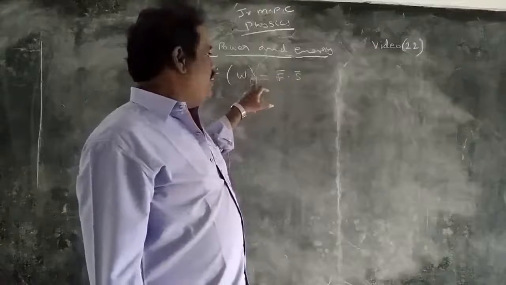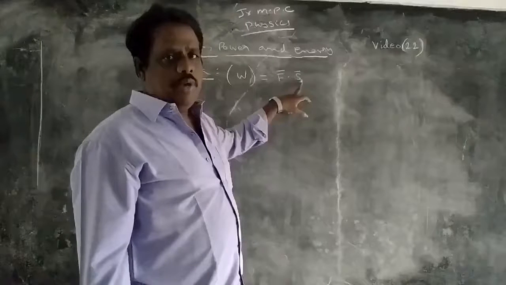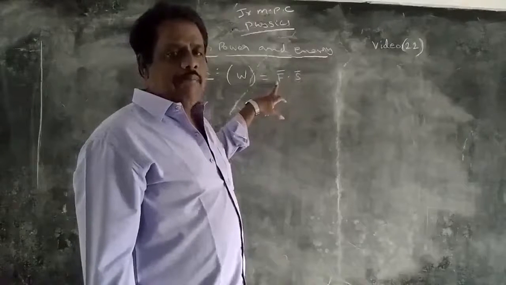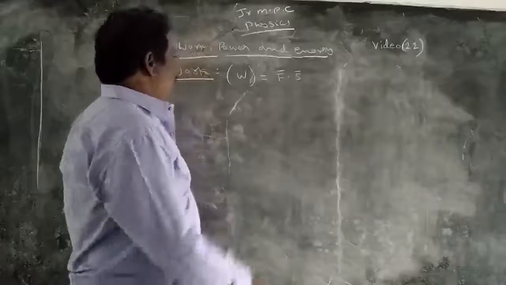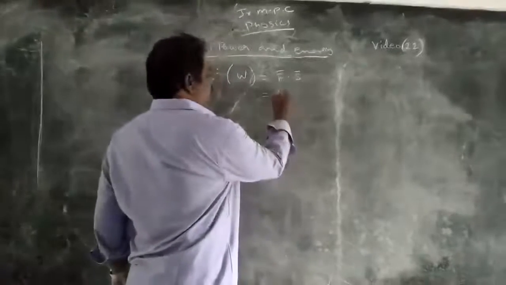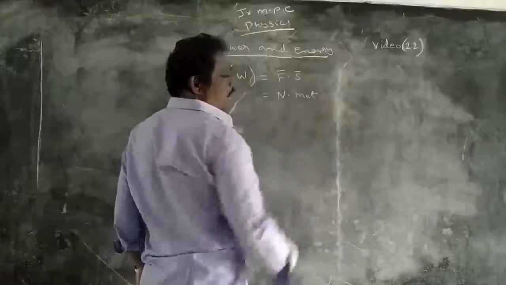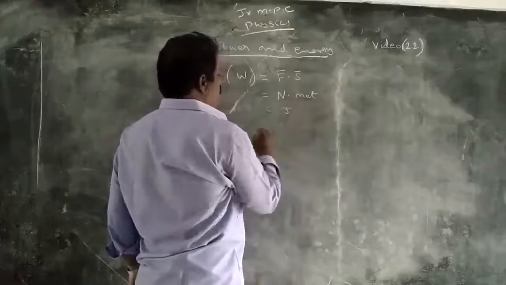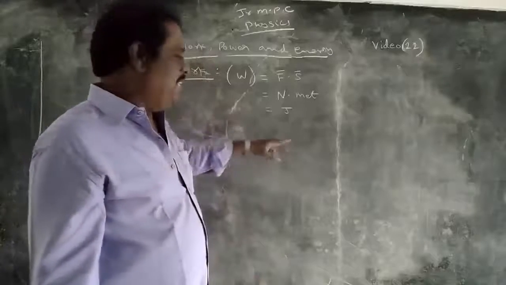So according to the definition, it is nothing but the product of the magnitude of displacement and the component of force acting along the parallel direction to the applied force. What are the units for this? Force in the MK system will be Newton. Displacement will be in meter. Newton meter, or joule. So the unit of work is joule in the MK system.